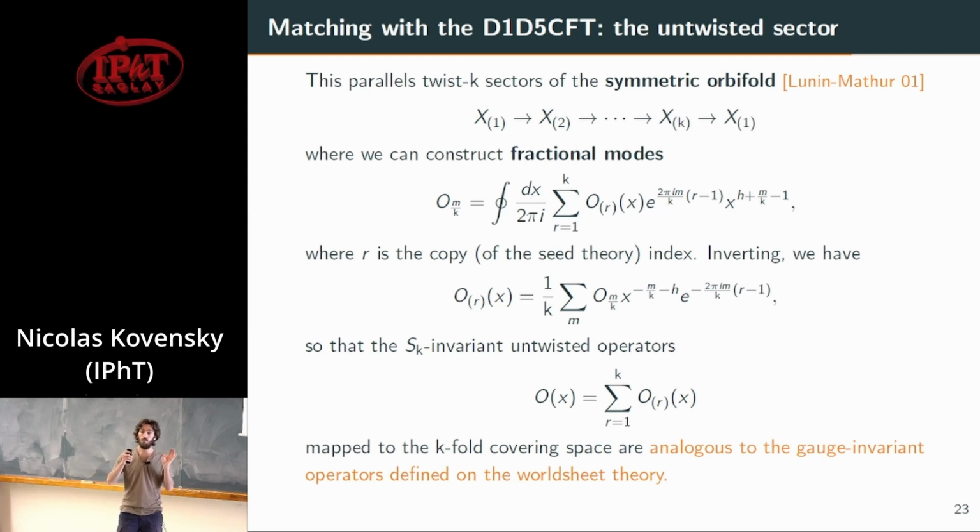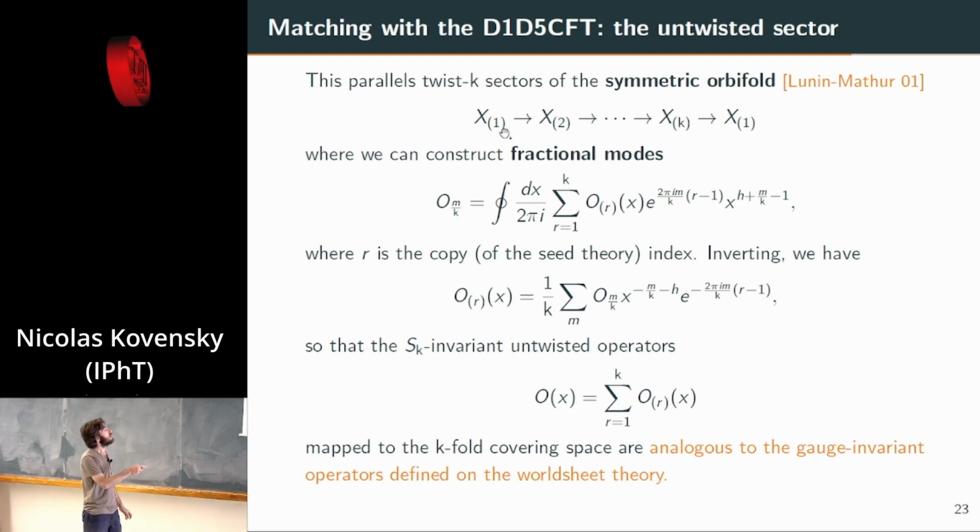If I have operators built in the untwisted sector, I build them in this way. I just sum over the copies. But since I'm working in a k-twisted sector, I can construct the fractional modes of this operator, just as in the Lunin-Mathur papers. And I construct the fractional modes in this way, and so I can invert this formula, and for each copy I can construct the operator as a sum over the fractional modes with this power, with this phase here.